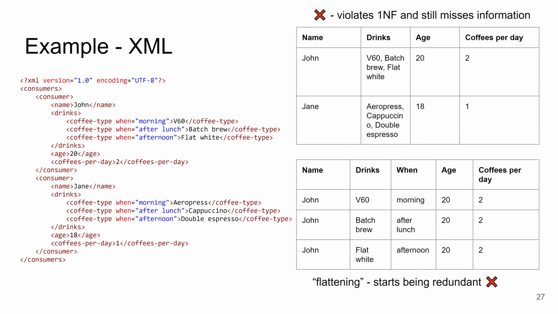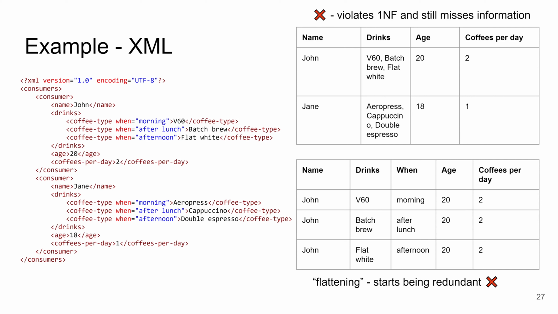there are multiple options of how to do this. The first one in the top right corner of the slide violates the first normal form, because now the drinks column contains a list of things. So this is not good. And also it still misses the information saying when the consumer drinks which kind of coffee.